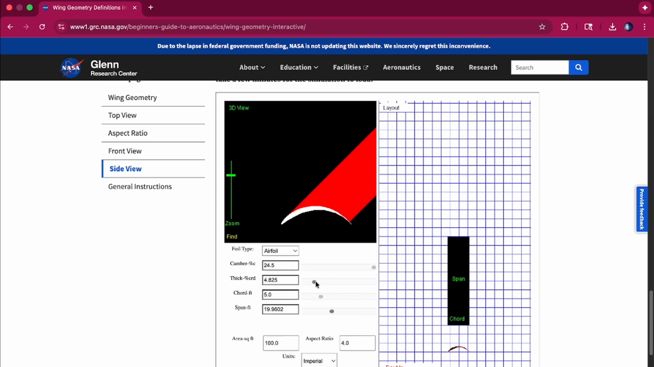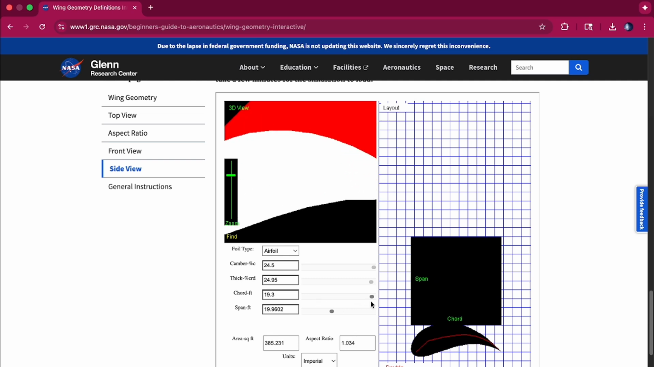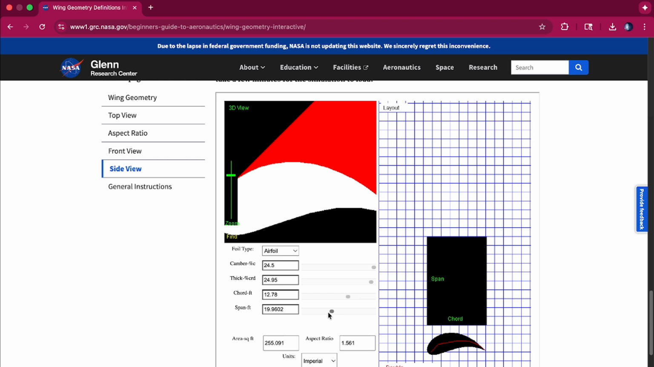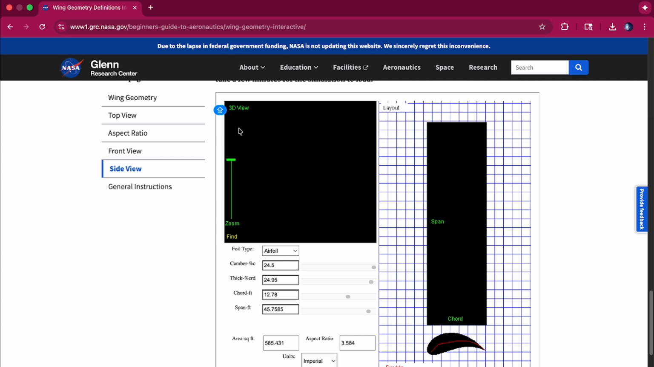So if you increase the thick line, well, the thick line is going to show itself. And the span and the chord is going to increase. The span is the same. The chord is going to increase. Well, if you increase the chord directly, then the whole thing will increase, right? Span is the same. If the span increases, it will go up. And if you zoom this out, which I will do, it is very big.